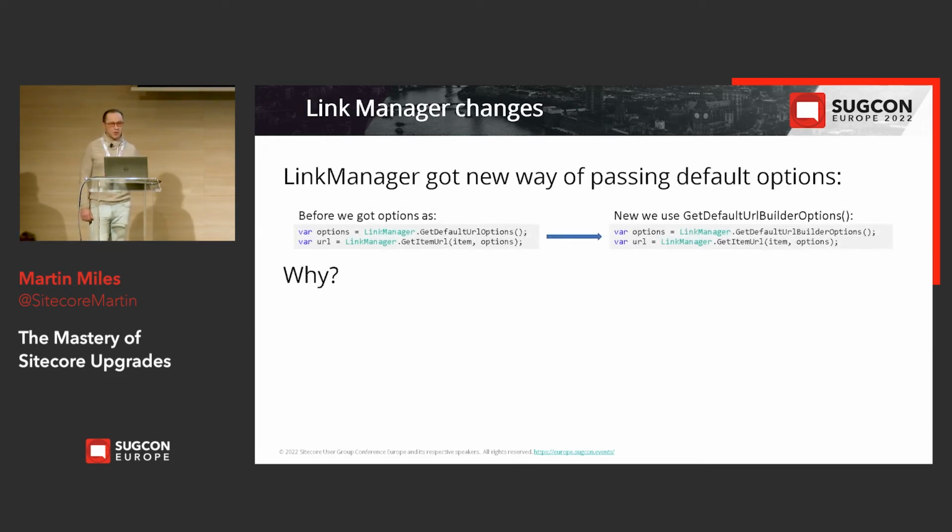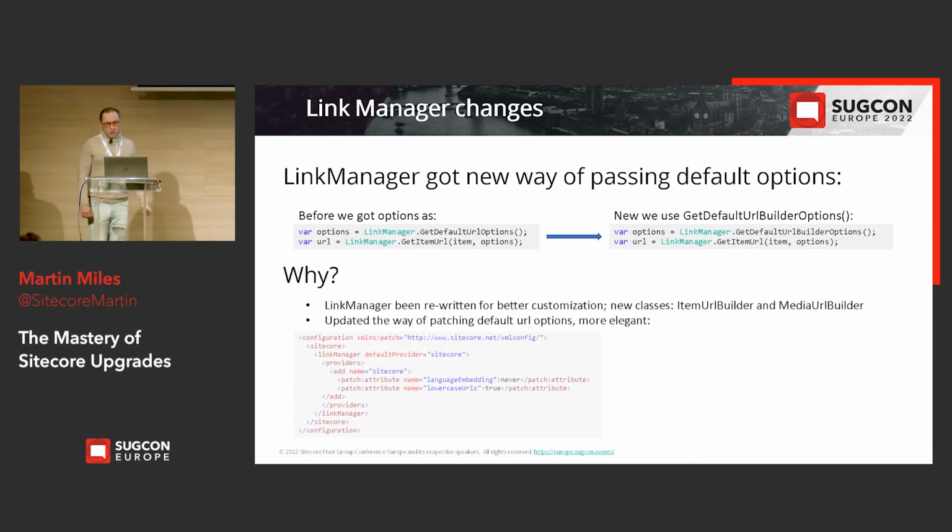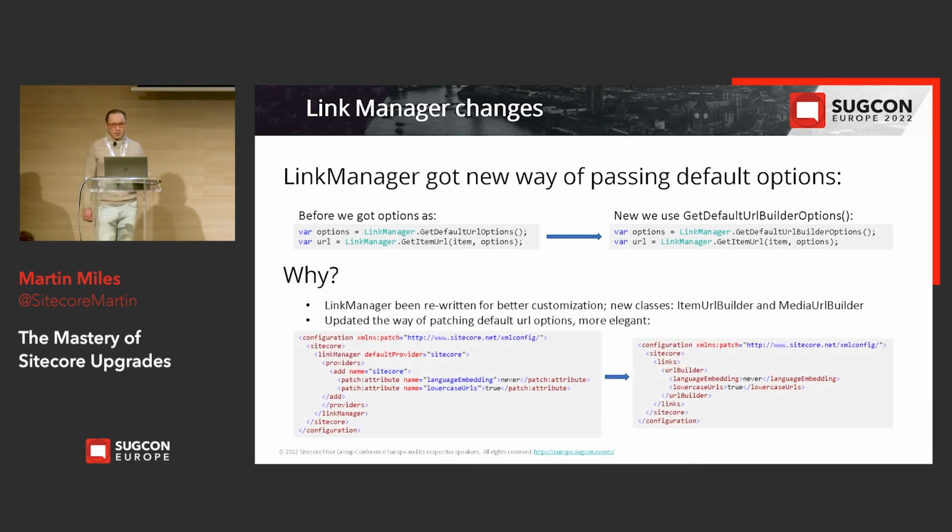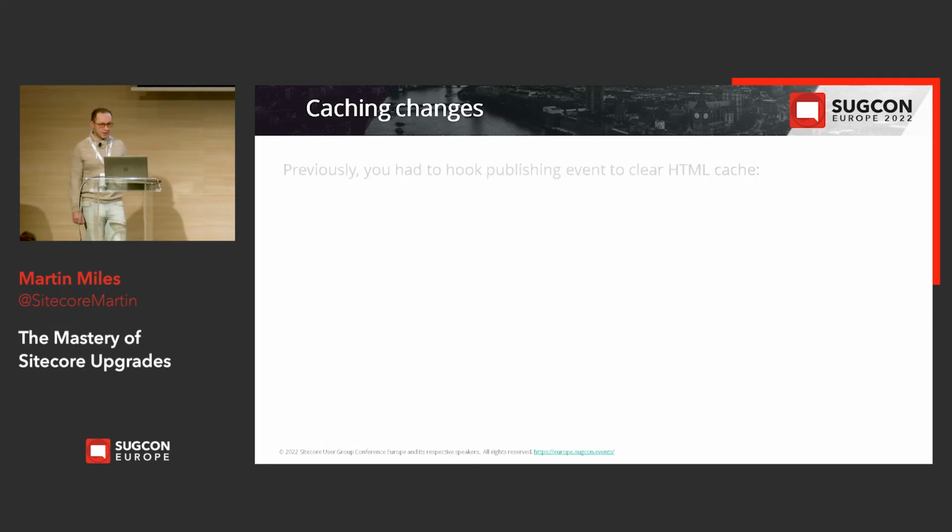Also, link manager got a new way of passing the default options. This is another change from 9.3. So long story short, the internals have been rewritten and are mostly hidden from our eyes. What we need to know is the updated way of patching the default URL options, which now looks more elegant.